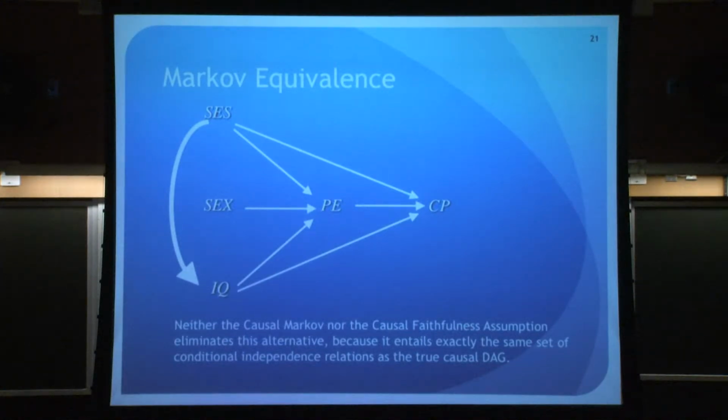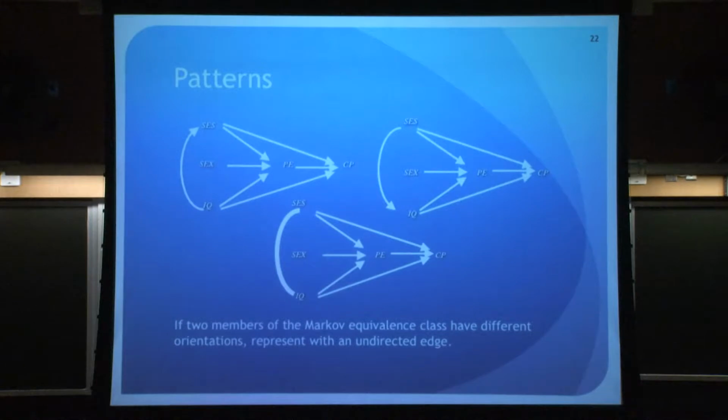And that's what the algorithms do. When they output, instead of individual graphs, they output what are these Markov equivalent graphs, the graphs that entail the exact same set of conditional independencies. This can be represented by a pattern, and a pattern simply says that if everybody in the Markov equivalence class has the same direction, it outputs that direction, and if somebody in the Markov equivalence class has different directions, then it outputs an undirected edge.